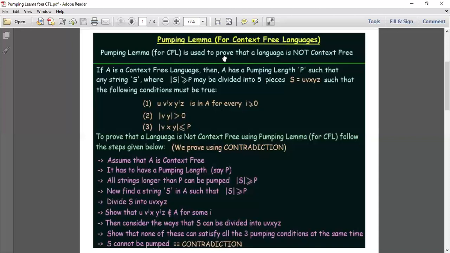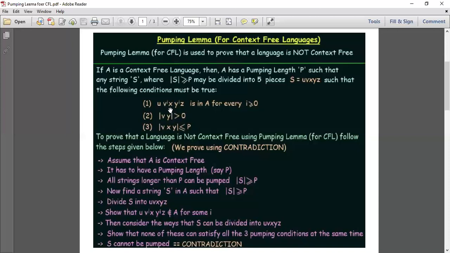What is the meaning of length of s greater than or equal to p? p is the pumping length and s is the string, so I hope this term is clear. The length of the string is always greater than or equal to the pumping length. So the string can be divided into five parts, u, v, x, y, z, such that the following conditions must be true. These are the three basic conditions.